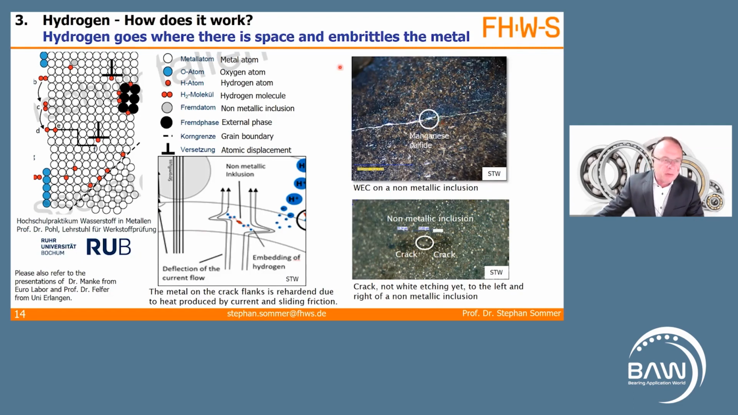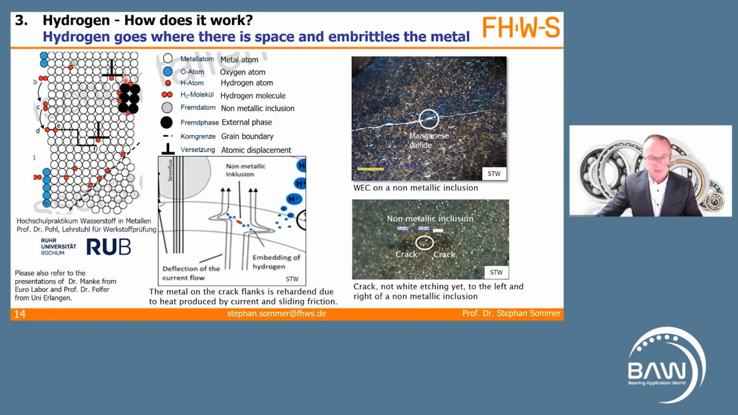So for an explanation, we go over to this metallic structure. A non-metallic inclusion is a disturbance of this metallic grid, just like an external phase here, or an atomic displacement here. At these locations, there is a little bit more room between the metal atoms. And the very small hydrogen atom is able to go there and to stay there.